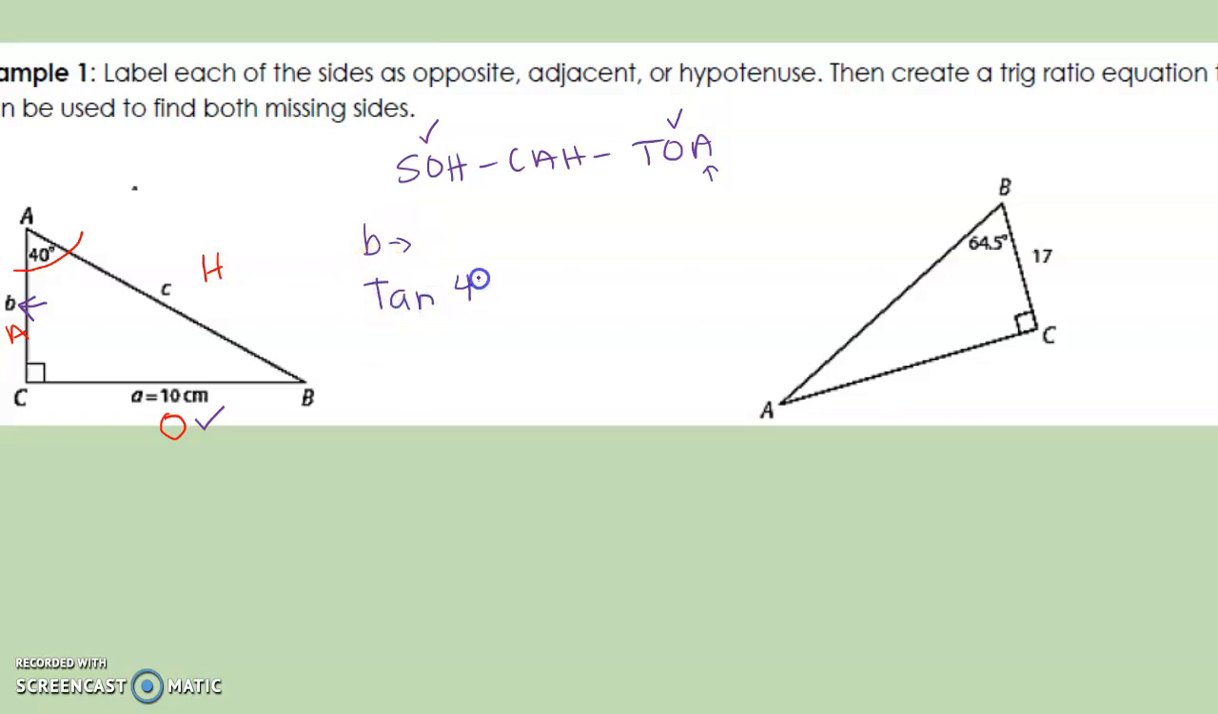It's going to be tangent of that 40-degree angle equals my opposite, which was 10, over my adjacent, which is my letter B I'm looking for. Now we're just going to use our algebra to solve. 10 divided by B. The opposite of dividing by B is to multiply by B on both sides. When I do that, I get B times tan 40 equals 10. Remember, I'm trying to get B by itself. The opposite of this multiplication is to do division, so I'm going to divide both sides by tan 40.